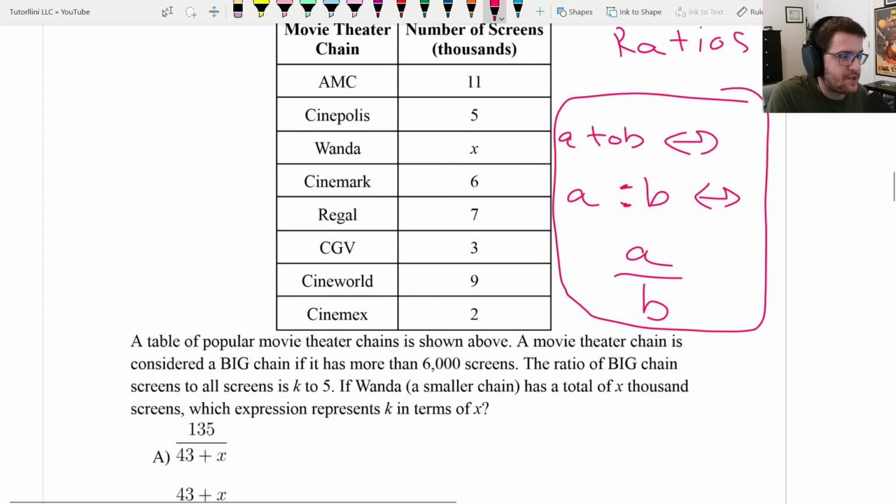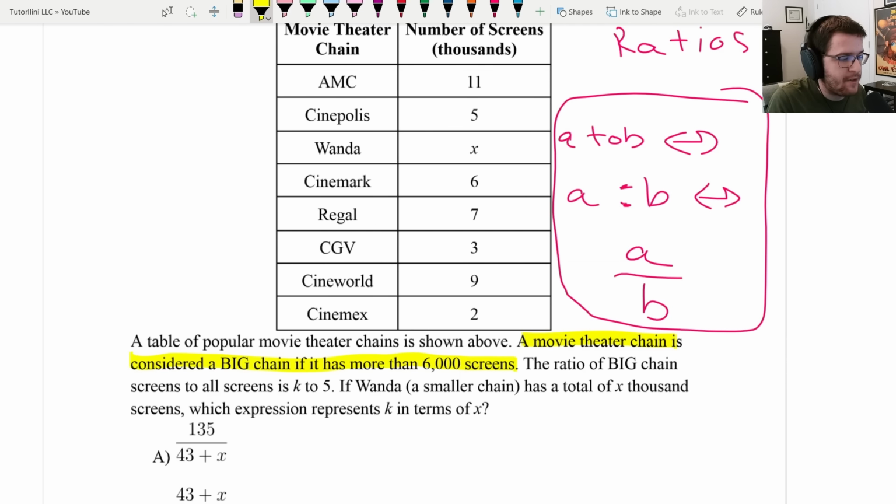So let's read this question, this really long word problem. It tells us we have a table. The screens are in thousands. It's all ratios. I don't need to change it to thousands anyway because the thousands would just cancel out, right? Because that's how fractions work. If you put zeros on the top and zeros on the bottom, they will cancel out. So it says a movie theater chain is considered a big chain if it has more than 6,000 screens. Okay, and it says the missing one, Wanda, is a smaller chain.